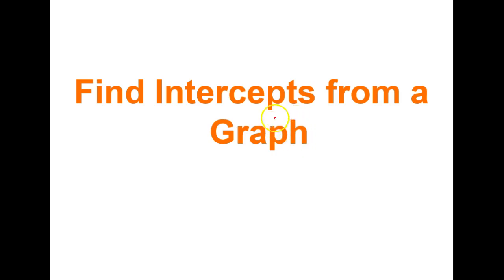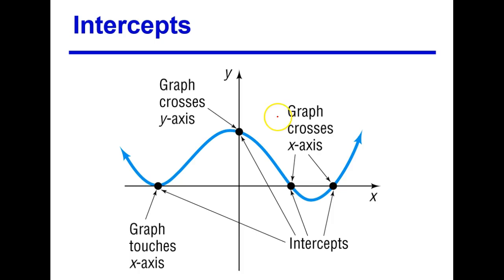So here's our next learning target. We're going to be finding intercepts from a graph. There are several points we can look at. I have a y-intercept, and that's where it crosses my y-axis. I also generally have x-intercepts, one or more, and that's where my graph touches the x-axis.